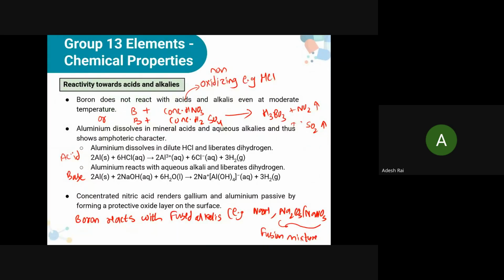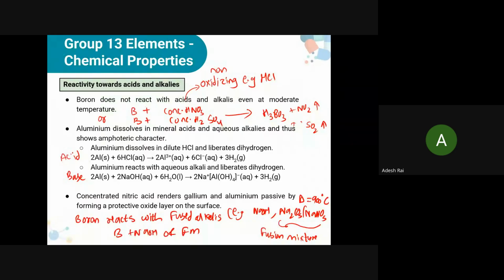Is that clear? And the fusion temperature, how much heat is required? Almost 900 degrees Celsius. Is that clear? Now, what is the reaction? When boron reacts with NaOH, or I write FM. What does FM mean here?